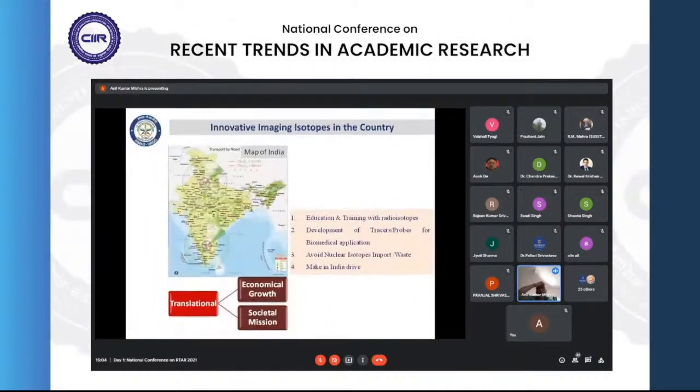And that's why I try to talk about this: if we do work that can get translated through our innovative imaging isotopes that can be produced in the country, then we can really give education and training to the people who are working in this area. Of course, in biomedical application, and most important, we do not need to import it or have the nuclear waste in the country, and that will be the Make in India drive, because it can get translated to human application for a societal mission. At the end of the day, whatever we contribute goes to the economic growth of the country, even if minimal, not very high, but health is very important in any scenario.